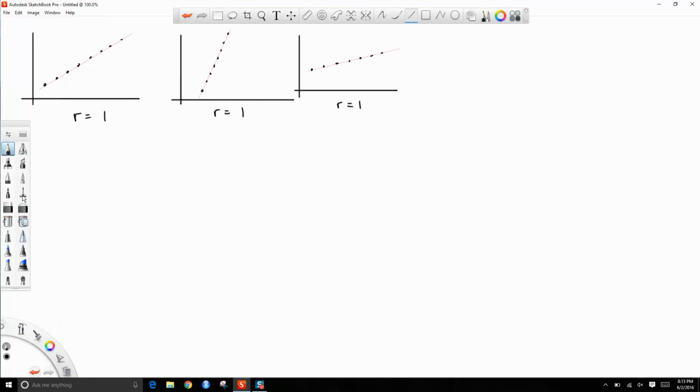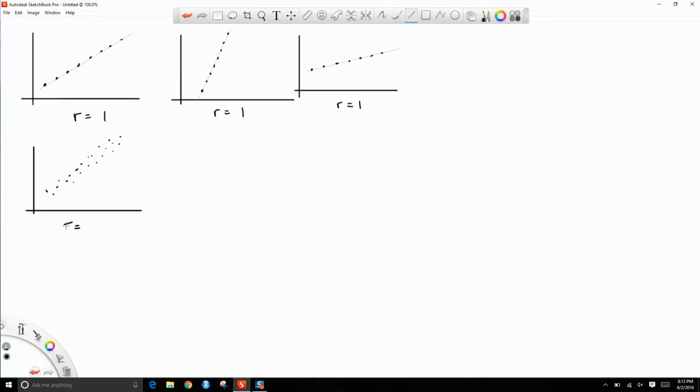Whereas, as soon as we introduce a little bit of scatter, then r is no longer 1. So something like this, where there's a little bit of scatter, this is probably going to be like r equal to 0.97 or something like that. And then as you introduce more and more scatter, the r value is going to go down.